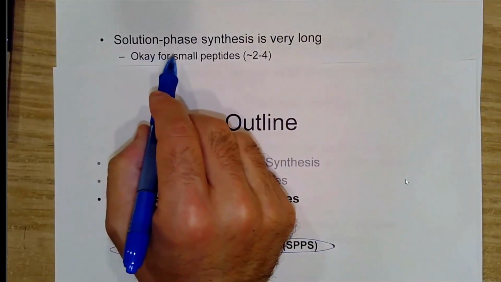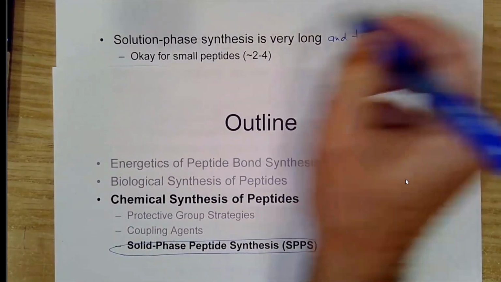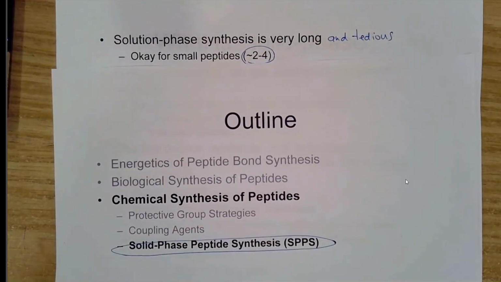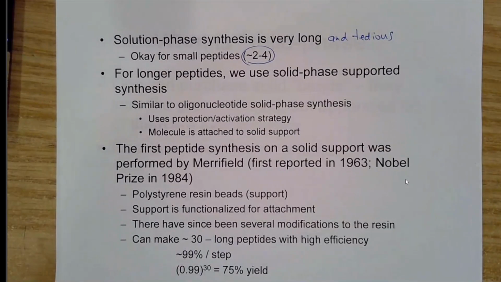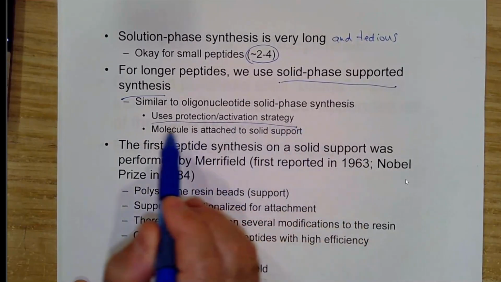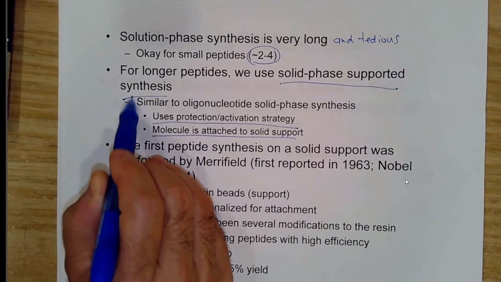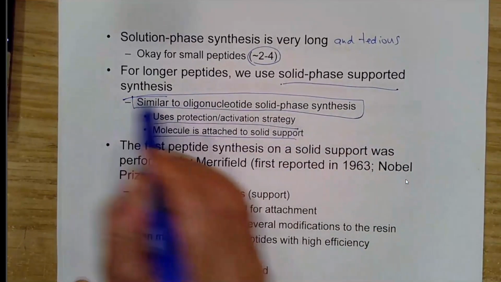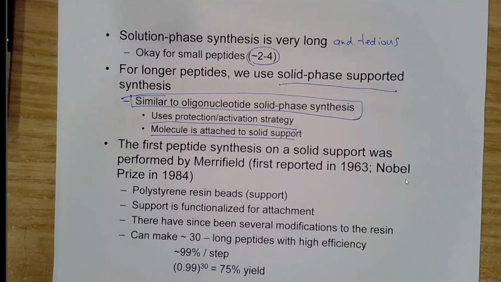Solution phase synthesis is very long and tedious. It's okay if you're doing something short, but if you're doing something quite long, like a 20-mer peptide or even longer, then it's very, very cumbersome. So for longer peptides, we use something called solid-phase supported synthesis. It uses a protection-activation strategy. The difference, though, is that the molecule is attached to the solid support. This is similar to oligonucleotide solid-phase synthesis. I know we haven't talked about that yet, but when we do, there will be similarities.